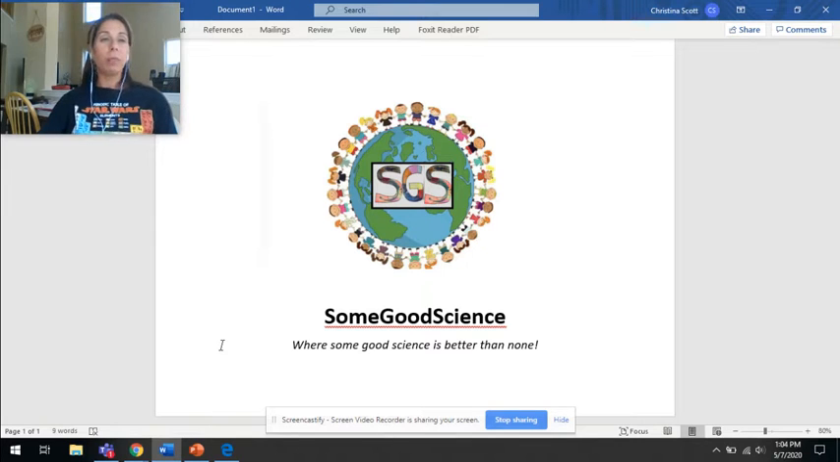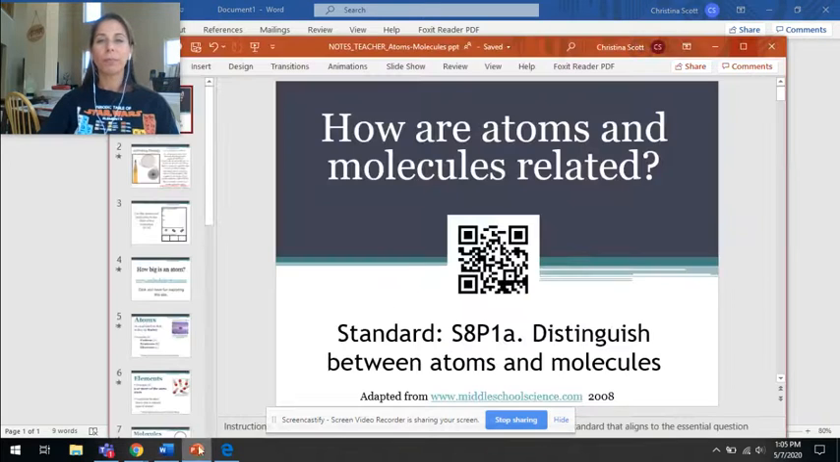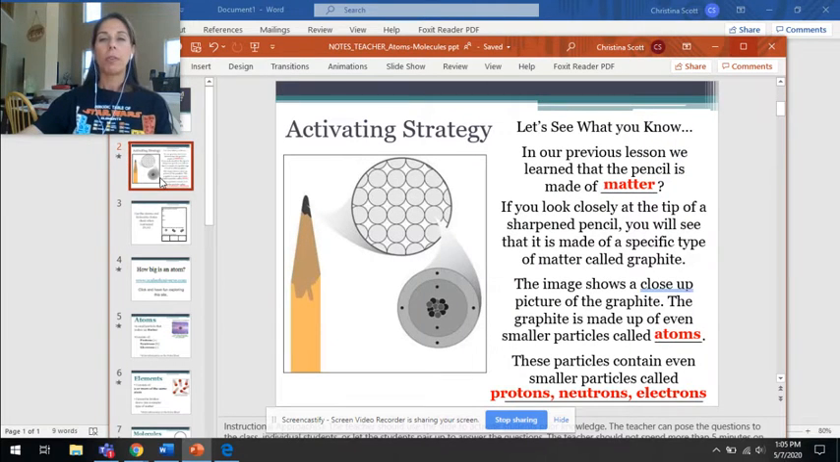And in chemistry, we're going to be talking about atoms in the periodic table. So let's get started. In your notes, you'll see we're talking about how atoms and molecules are related. We're going to distinguish between atoms and molecules. So let's see what you know first. If we were writing notes, we would copy this down. Feel free to do so if you want.